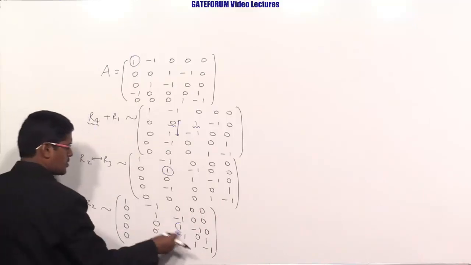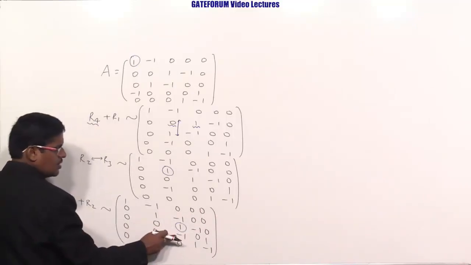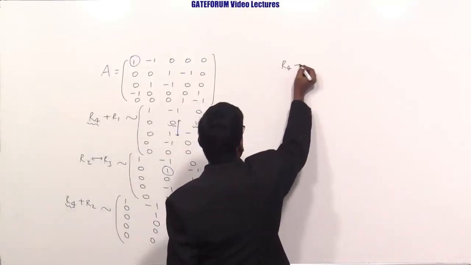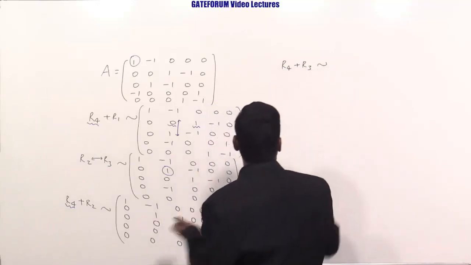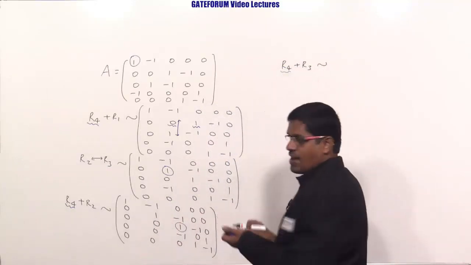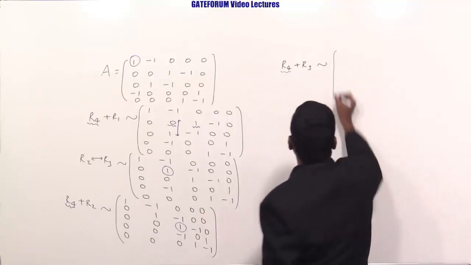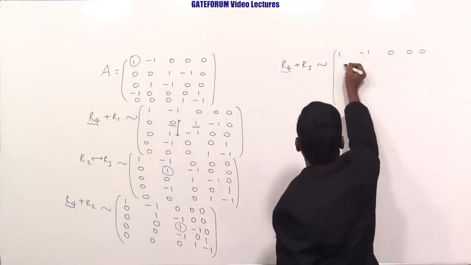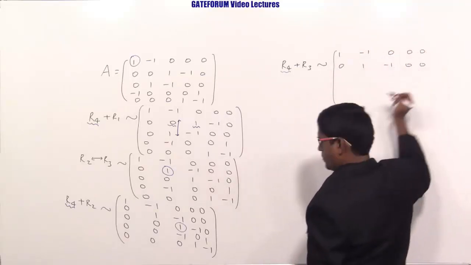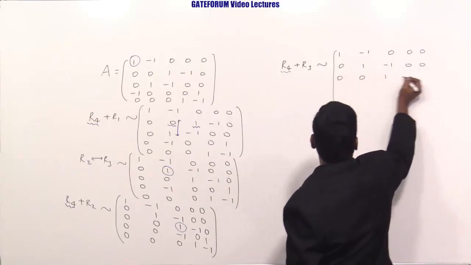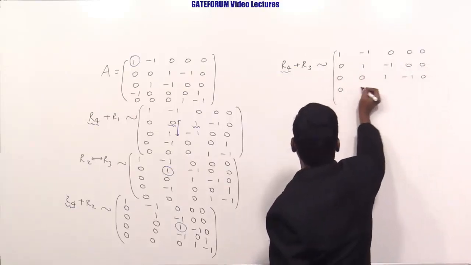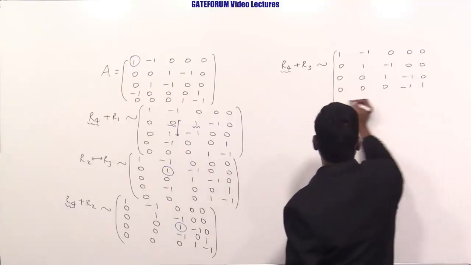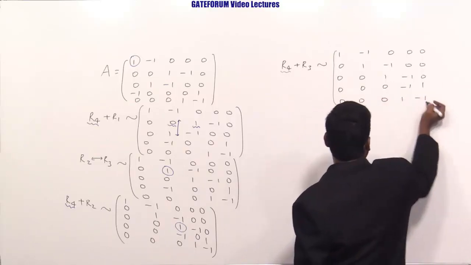Coming to the third row, this is the first non-zero element. We have to make its down element 0, that is the R4 element, with the help of R3. Now applying R4 plus R3, equivalent to, this symbol stands for equivalent to, so equivalent matrices have the same rank. So only R4 changes, remaining rows same: 1 -1 and 3 zeros, 0 1 -1 and 2 zeros, 0 0 1 -1 0, then 0 plus 0, 0 plus 0, -1 plus 1 = 0, 0 plus -1 = -1, 1 plus 0 = 1. Next 0 0 0 1 -1, fifth row same.